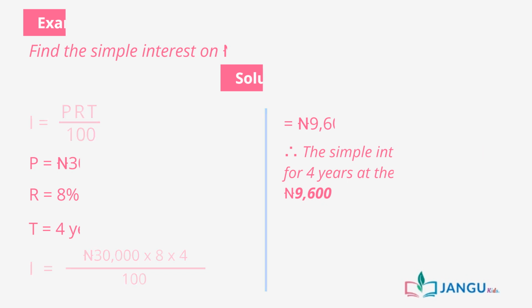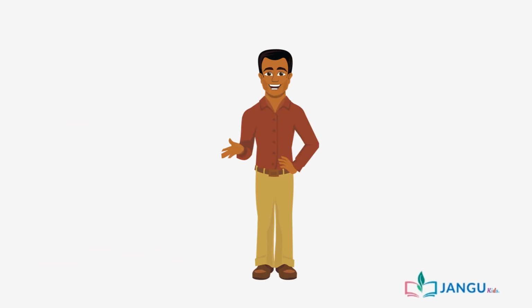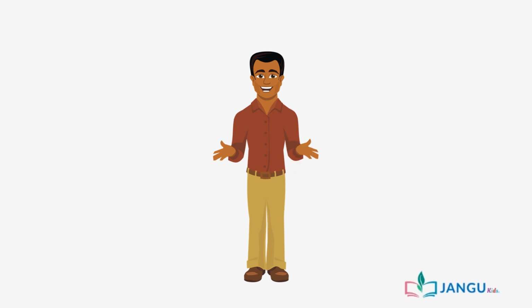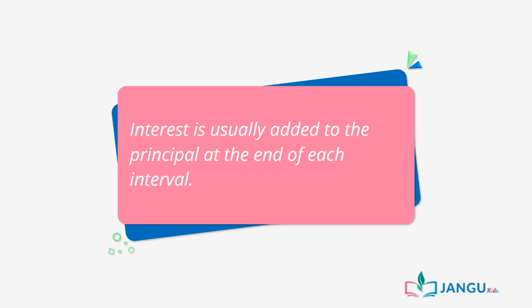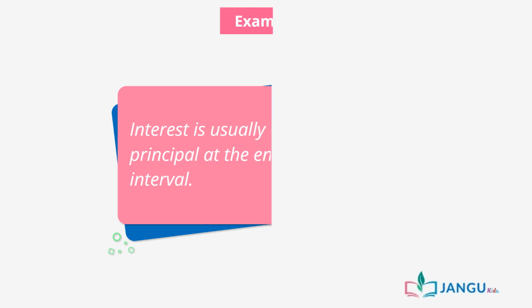9,600 Naira. Moving forward, we will be diving into our main focus for today, which is compound interest. Recall that with simple interest, the principal always remains constant, as the interest is expected to be paid at regular intervals. However, with compound interest, the interest is usually added to the principal at the end of each interval. Let's solve some questions on compound interest.